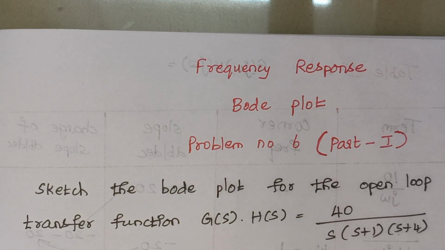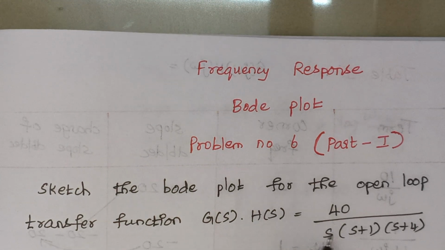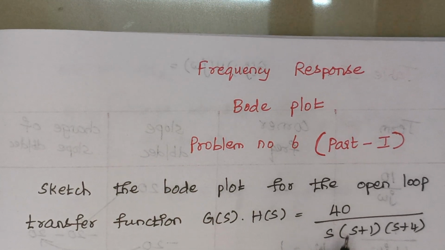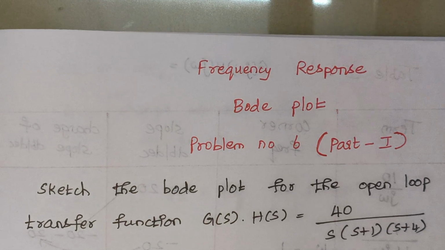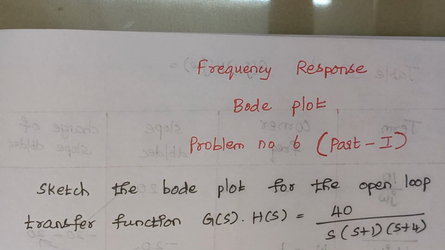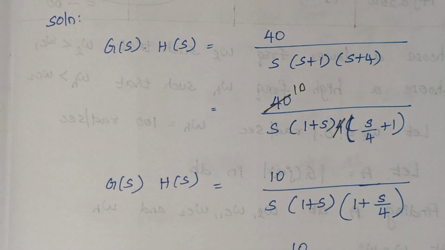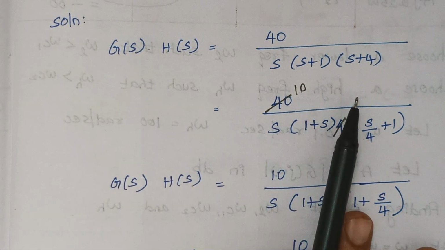Hello viewers, today we are going to solve problem number 6 part 1 under the topic Bode plot. And the problem is: sketch the Bode plot for the open loop transfer function G(s)H(s), which is given by this expression. So we need to draw the magnitude plot and phase plot for the given expression. So this is our given expression.